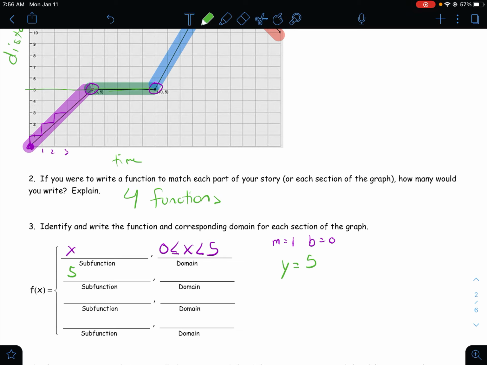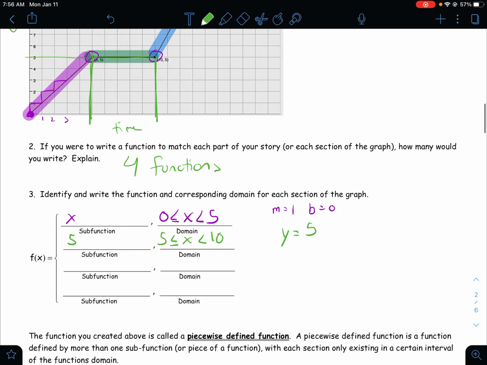Then for the domain, all right, since we did an open interval at 5, we'll do a closed interval at 5 for this function. And we'll say 5 less than or equal to x, and then we can do an open there for 10. How did I come up with these values? Well, you've got to look at the x values that this function holds true for, and it goes from 5 to 10. All right.